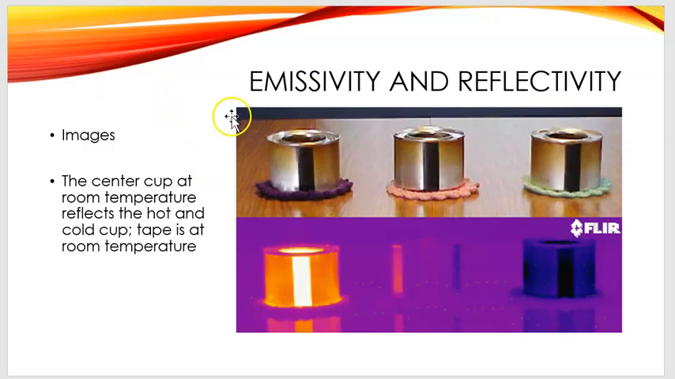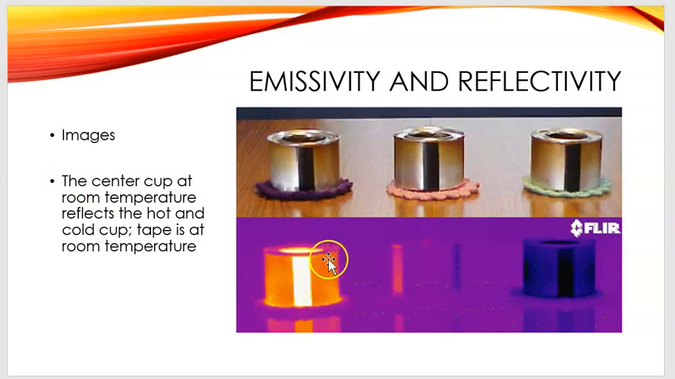Here's some images, shiny metal, and you can see they've put a piece of black electrical tape. The center cup is at room temperature. This cup over here has cold fluid. This one has hot fluid in it. And what's happening with the black electrical tape right down the center of it, electrical tape has an emissivity of about 0.95 thereabouts. So if you put it on an object, that will be giving you a fairly true or accurate temperature for what you're actually looking at with the infrared camera.